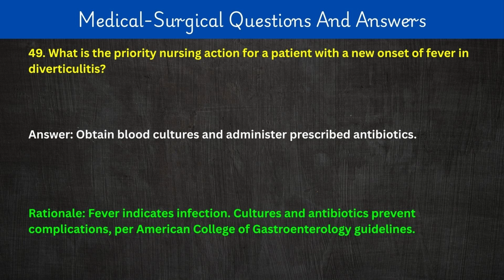49. What is the priority nursing action for a patient with a new onset of fever in diverticulitis? Answer: obtain blood cultures and administer prescribed antibiotics. Rationale: fever indicates infection. Cultures and antibiotics prevent complications, per American College of Gastroenterology guidelines.